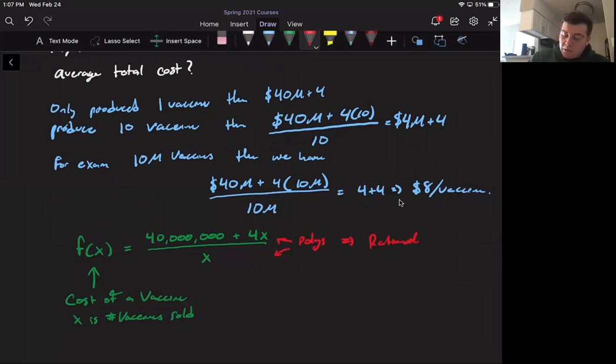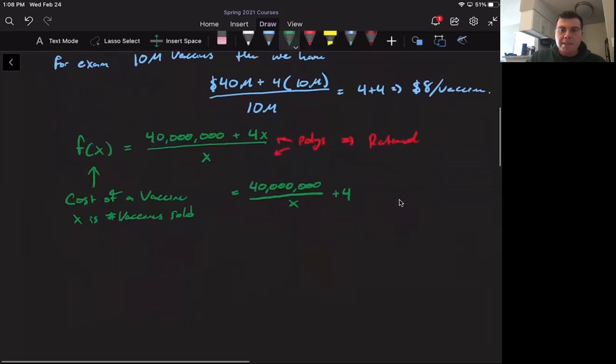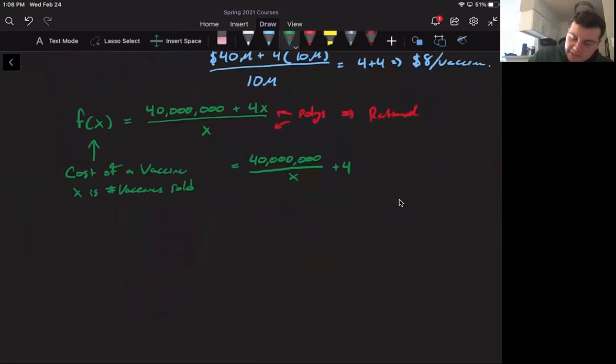And now we'll make one simplification of this function. We'll split up the fraction. So we'll write it as 40 million over x plus 4. When we split up the fraction, we'd have the 4x over x, and those two x's would cancel out. Okay, so now this is telling us how much we should charge for a vaccine, where x is the number of vaccines sold. And we're curious what will happen to this for very large x.